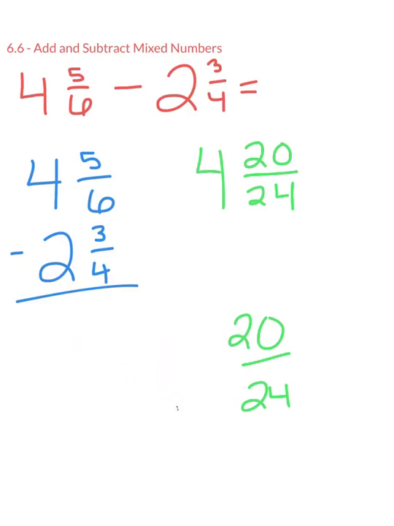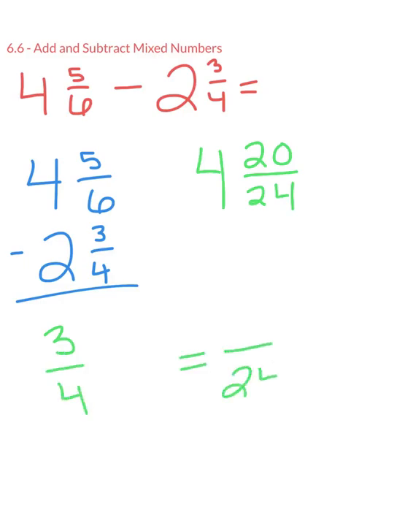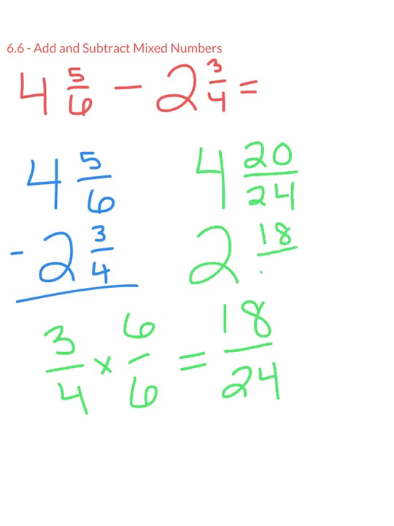And I'm going to rewrite 2 and 3/4 so that it has 24 as a denominator. So I want to change 3/4 into 24ths. I know 4 times 6 is 24. If I multiply the denominator by 6, I multiply the numerator by 6. So 3/4 is equal to 18/24. So 2 and 3/4 is equal to 2 and 18/24.